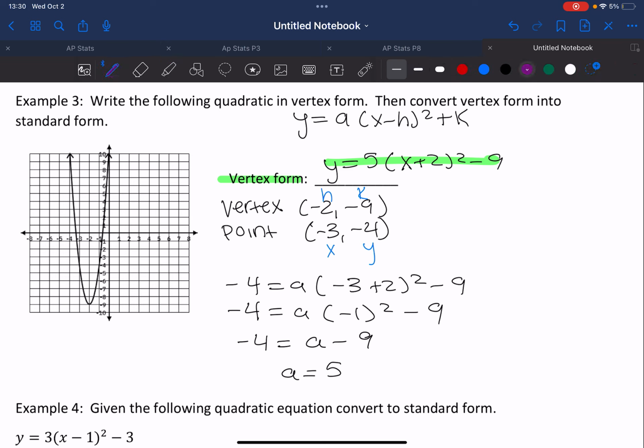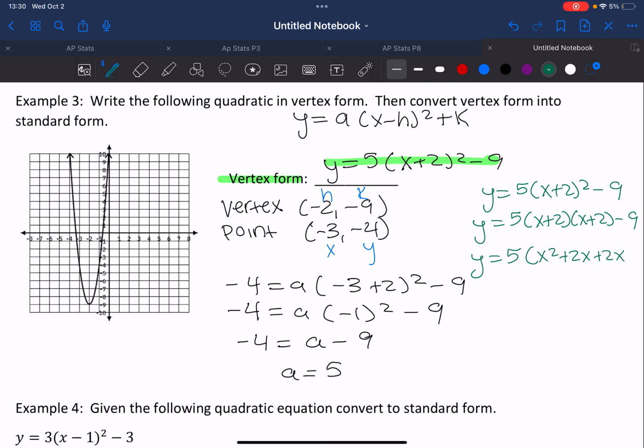Then I need to take that equation and I need to write it in standard form. So I do y is equal to 5(x plus 2) squared minus 9. I'm first going to expand my binomial. So y is equal to 5(x plus 2)(x plus 2) minus 9. I'm then going to FOIL. y is equal to 5(x squared plus 2x plus 2x plus 4). Close parentheses, bring down the minus 9.